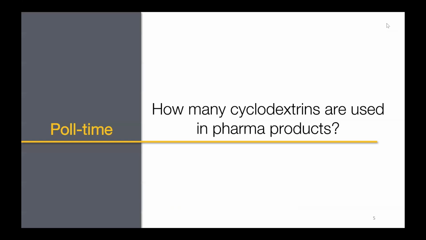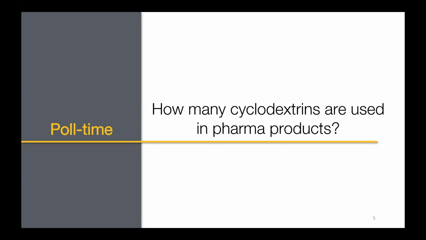There will be some questions. I don't remember exactly how many, but I would like you to answer these in the chat. I will wait a few minutes or seconds. So the first question is, how many cyclodextrins are used in pharma products? Maybe you already know this, so it's just a number. Please make a guess. I can give you a hint: it's between 1 and 10. I will check the chat box.